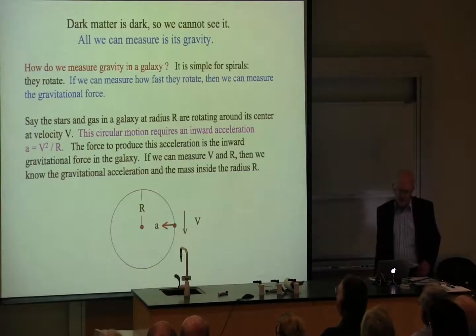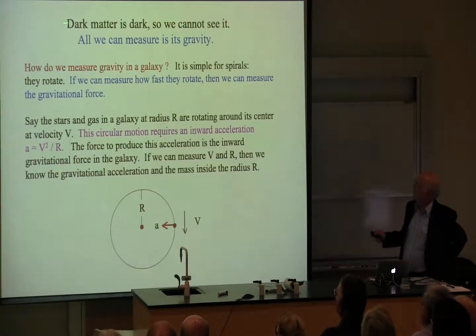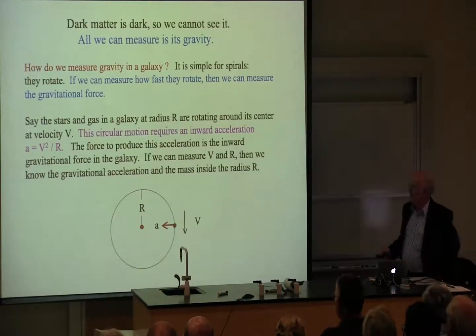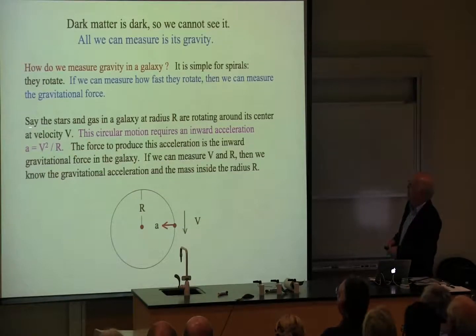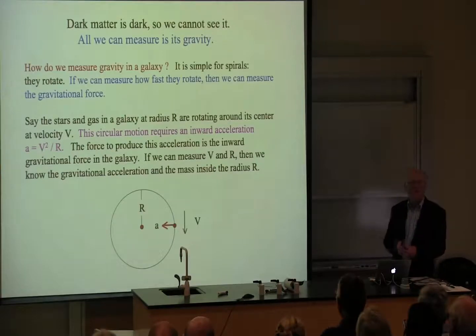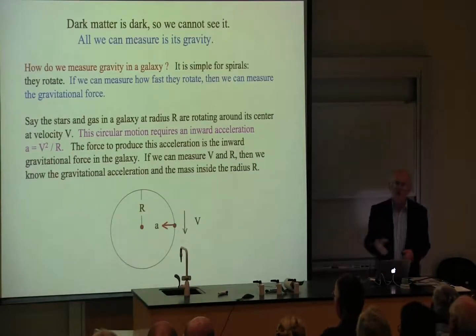So, now just a little bit about how we actually measure gravity. Well, dark matter is dark, so we can't see it. All we can do is measure its gravity. How do we measure gravity in a galaxy? For spirals, it's simple. They're flat things and they're spinning around. We can measure how fast they rotate and thereby measure the gravitational field anywhere in the galaxy. So just a tiny bit of algebra here. Say the stars and gas in the galaxy at some radius r are going around in a circle at some velocity v. If you want to go around in a circle, you need an inward acceleration. If you haven't got that inward acceleration, you're just going to go off in a straight line. So to keep bending around, you need an acceleration.